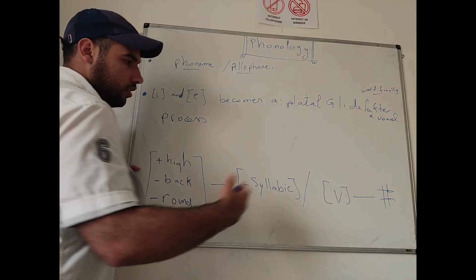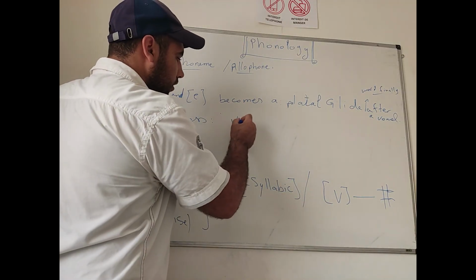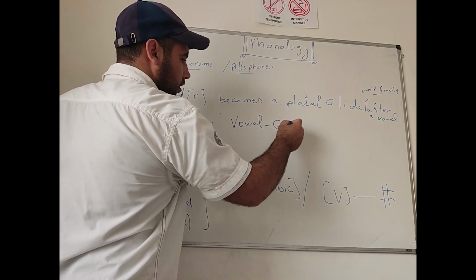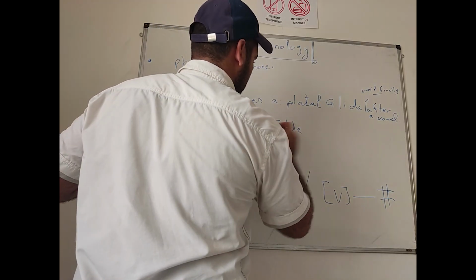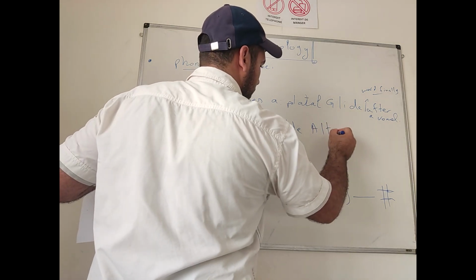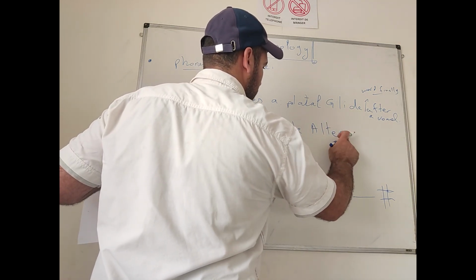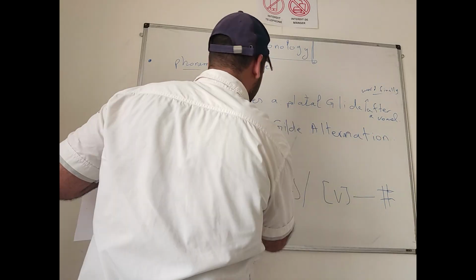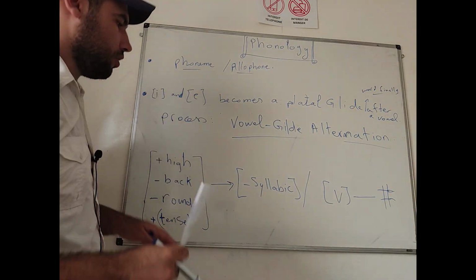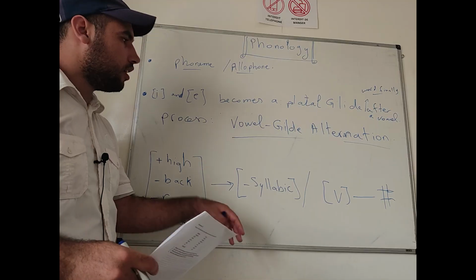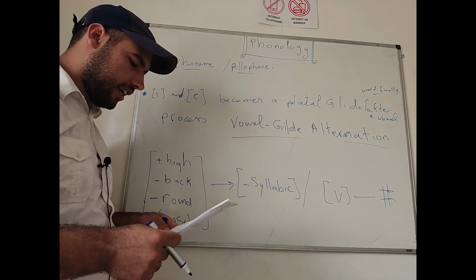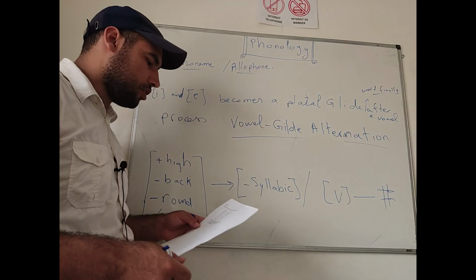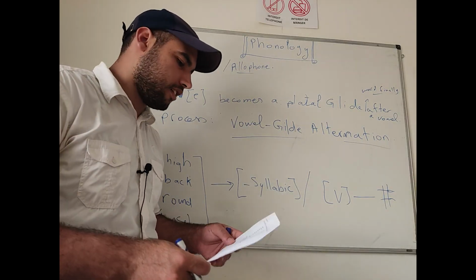That's it. The process can be called or labeled as follows: vowel glide alternation. This is the process. If you are asked to extract what the process is, you write vowel glide alternation. Now we will move to the second exercise, which is about the phonological analysis. Stay tuned.